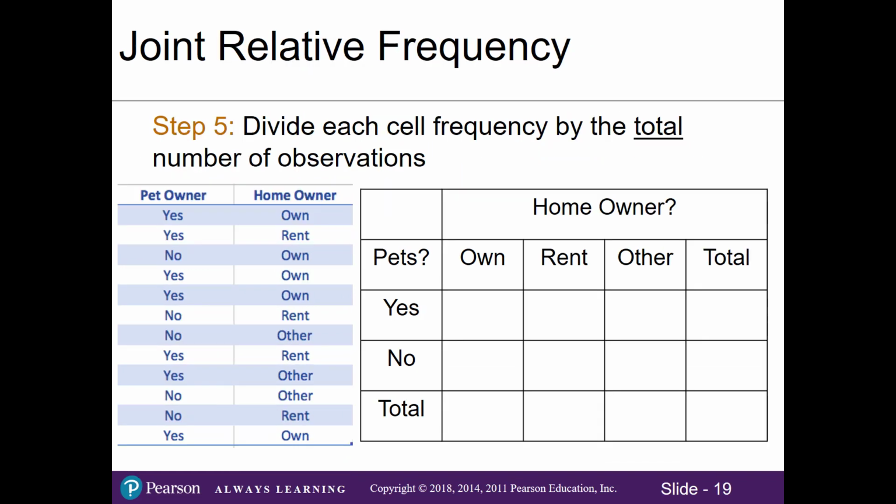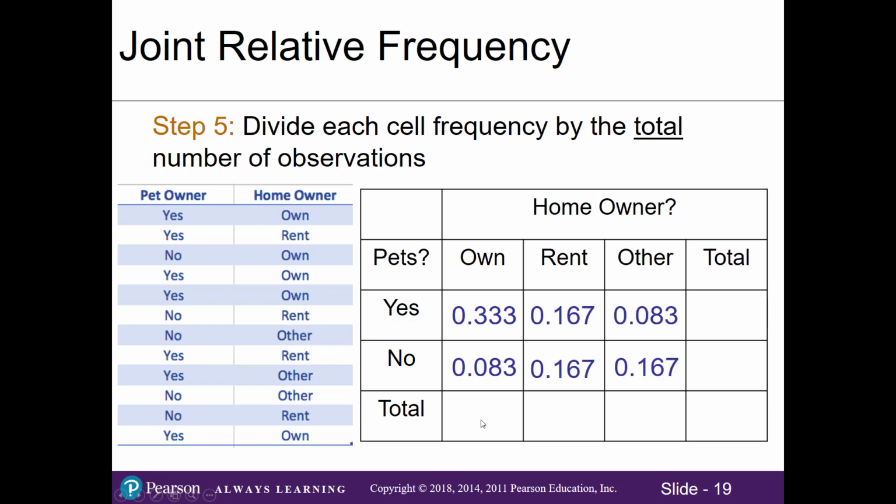If we want to get to the joint relative frequency, we have to take the values in each of our box from the last slide and divide it by our total number of observations, which in this case is 12 customers. So we divided the 4 we counted earlier by 12, and we get 0.333. And we do this for each cell.